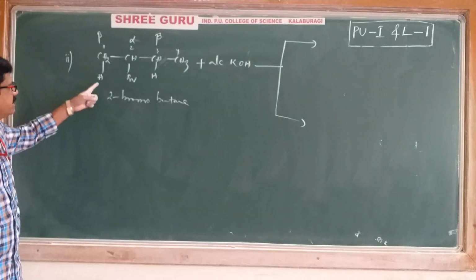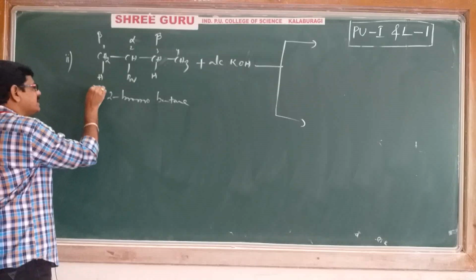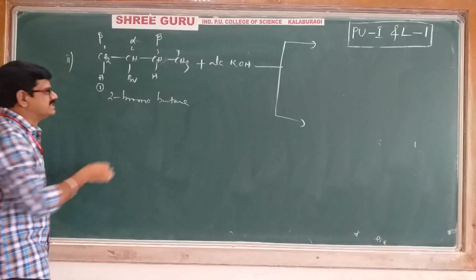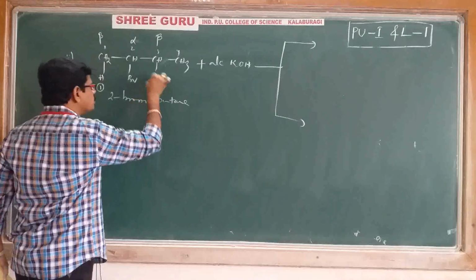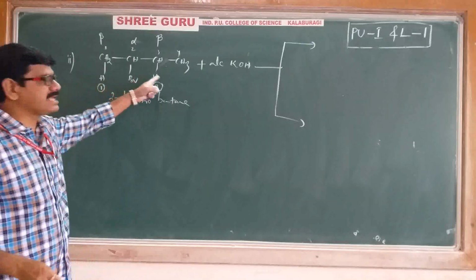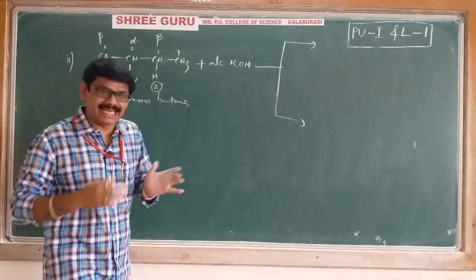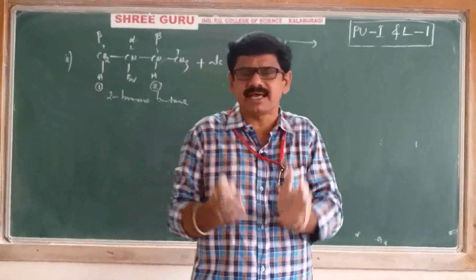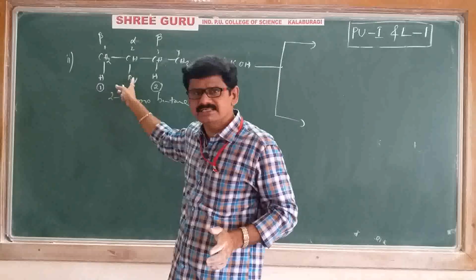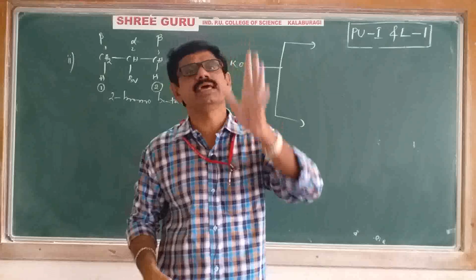Okay. This is also beta hydrogen. We'll do one thing. Let's give this beta hydrogen number 1 and this beta hydrogen number 2. Then the thing is, any beta hydrogen can eliminate, because our target is that the halogen should eliminate. Along with the halogen, one of the beta hydrogens we have to eliminate.